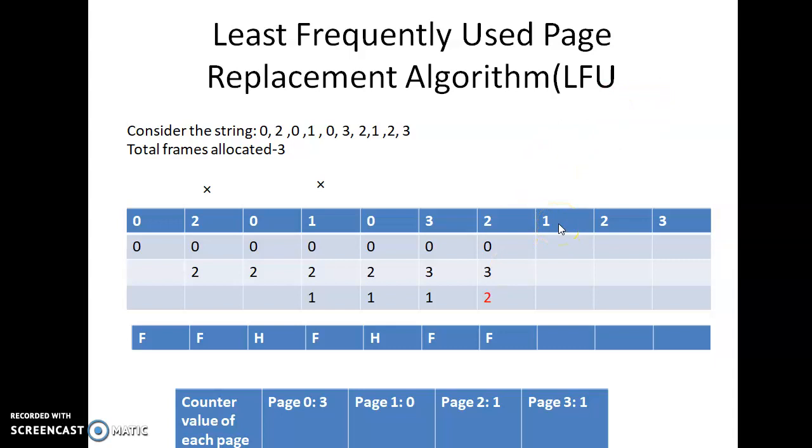So again here we have the 3 contenders for the replacement: 0, 3 and 2. 0 is having the highest counter value, so it won't be competing for the replacement. Now 3 and 2 will be available for the page replacement. Out of 2 and 3, whichever has been referred first will be replaced by the 1.